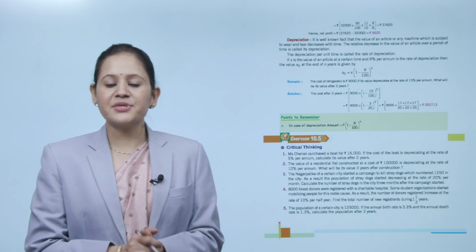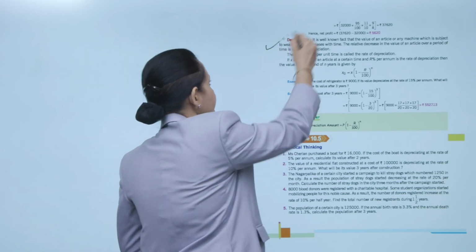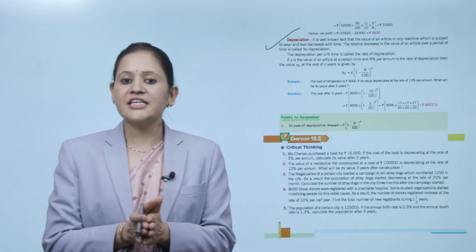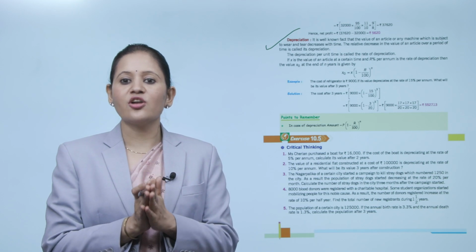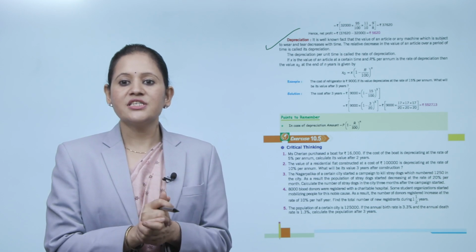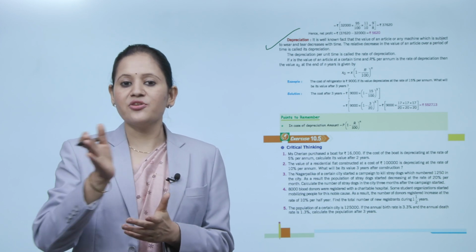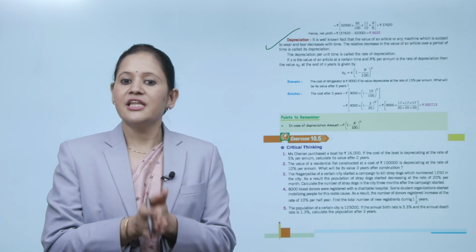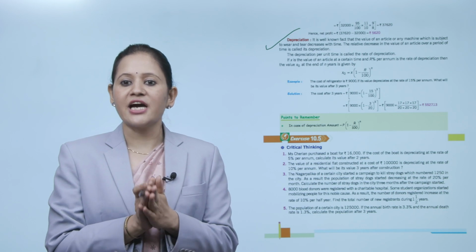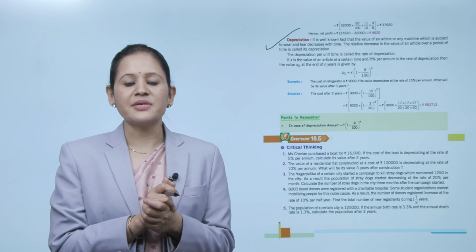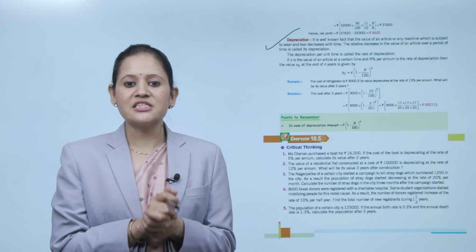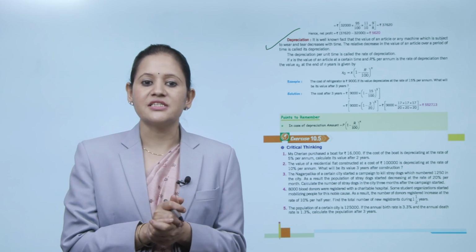Next is depreciation. It is a well known fact that the value of an article or any machine which is subject to wear and tear decreases with time. Means its value keeps depreciating, keeps decreasing. The relative decrease in the value of an article over a period of time is called the depreciation. The depreciation per unit time is called the rate of depreciation.